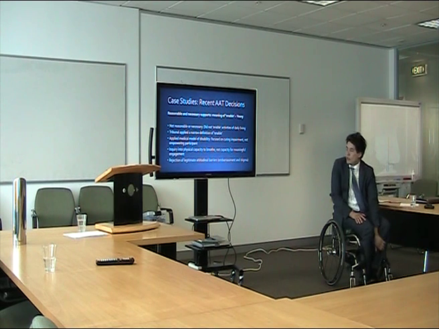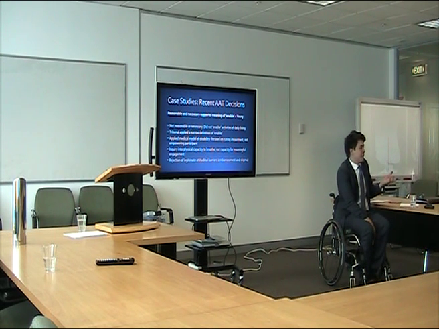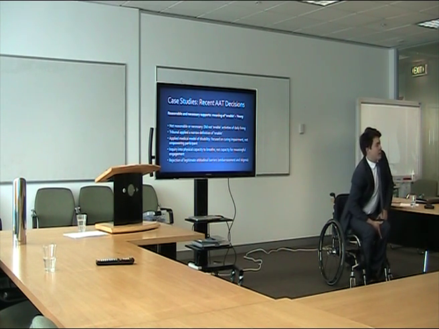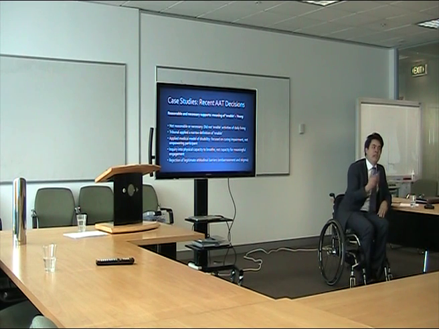The case then turned on whether the supports were appropriate for the NDIS to fund. And in considering whether or not they were appropriate for the NDIS to fund, the Tribunal looked to section 7.4 of the rules for reasonable and necessary supports, which in and of itself required an inquiry as to whether these supports would enable the participant to undertake these daily activities.